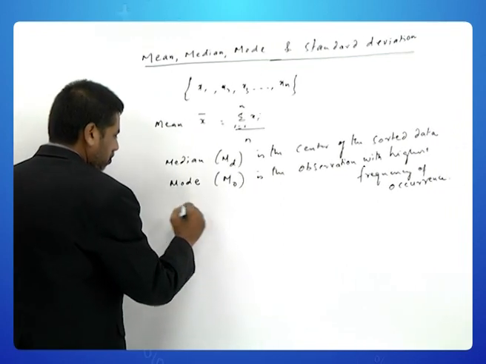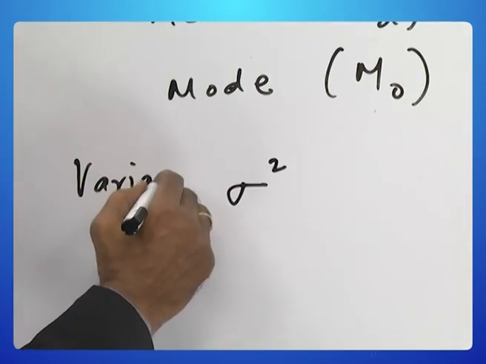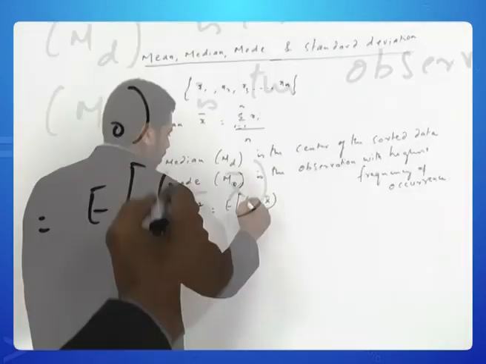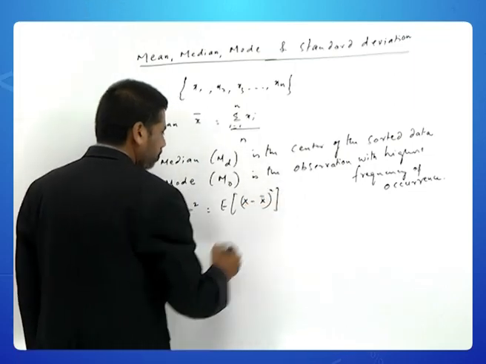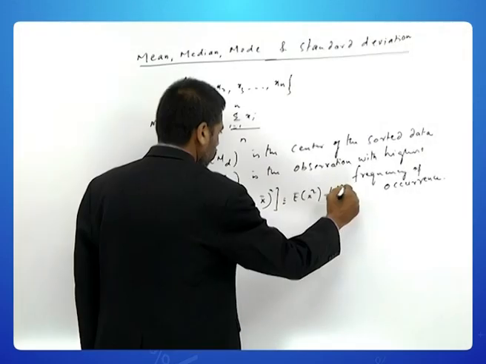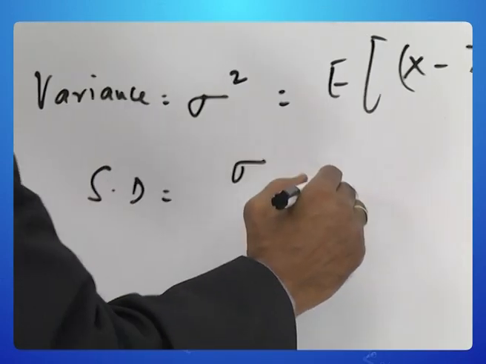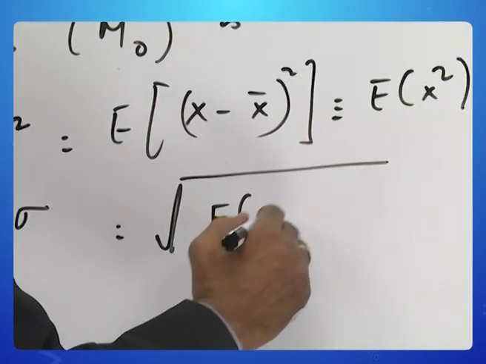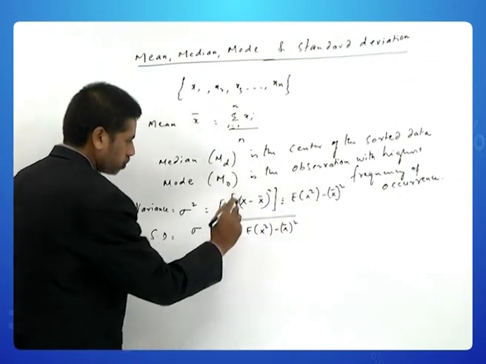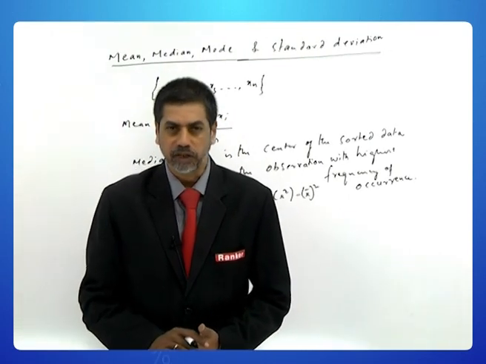When it comes to sigma squared, which is nothing but the variance, you can put it in terms of expectations. Expectation of x minus x bar whole squared, which is also identically equal to expectation of x squared minus x bar whole squared. And standard deviation is nothing but sigma, which is the square root of expectation of x squared minus x bar whole squared. Of course, it's a positive square root. So, these are the mathematical formulas by which you can estimate these quantities.